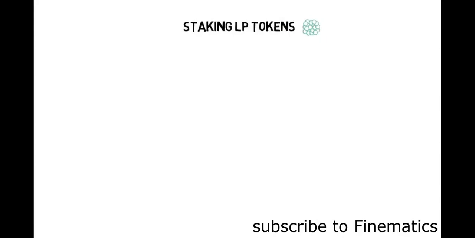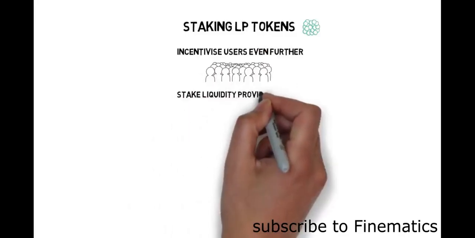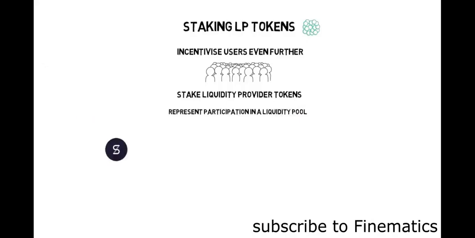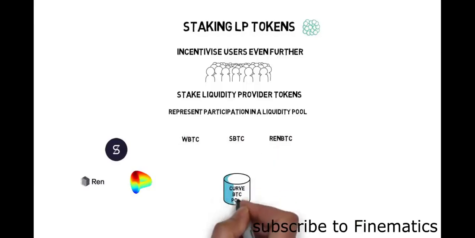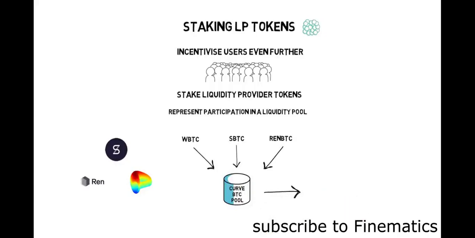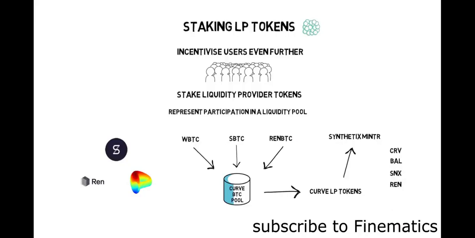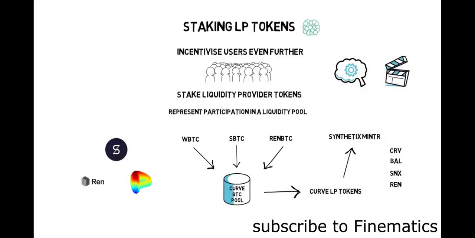Staking LP tokens. Some protocols incentivize users even further by allowing them to stake their liquidity provider or LP tokens that represent their participation in a liquidity pool. As an example, Synthetix, Ren, and Curve got into a partnership where users can provide WBTC, SBTC, and renBTC to the Curve BTC liquidity pool and receive Curve LP tokens as a reward. These tokens can be staked on Synthetix Minter, where farmers can be further rewarded in CRV, BAL, SNX, and Ren tokens. Yeah, I know, this is getting quite complicated, and we'll create another video to explain how liquidity pools actually work.